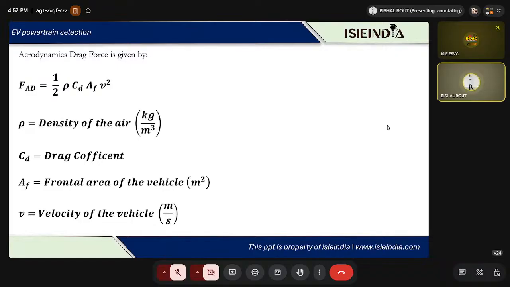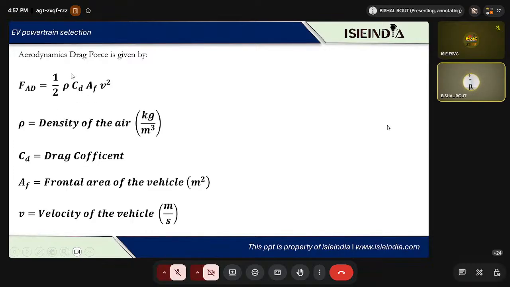Again, air density will depend upon multiple temperatures. It will vary at multiple heights or altitudes. It will vary with respect to humidity. It will vary. Velocity means you can see if all the terminologies become constant for a vehicle.